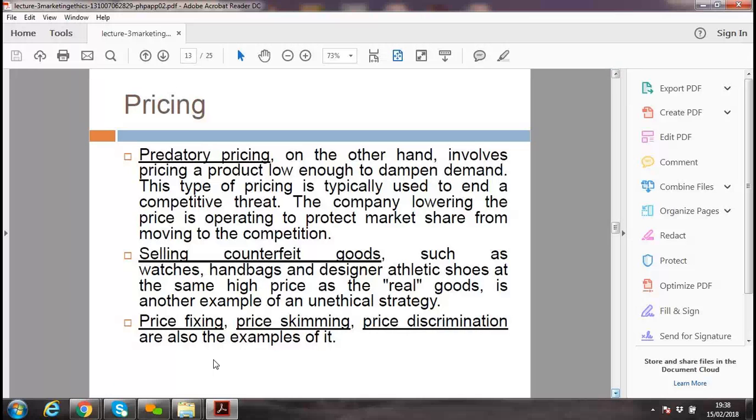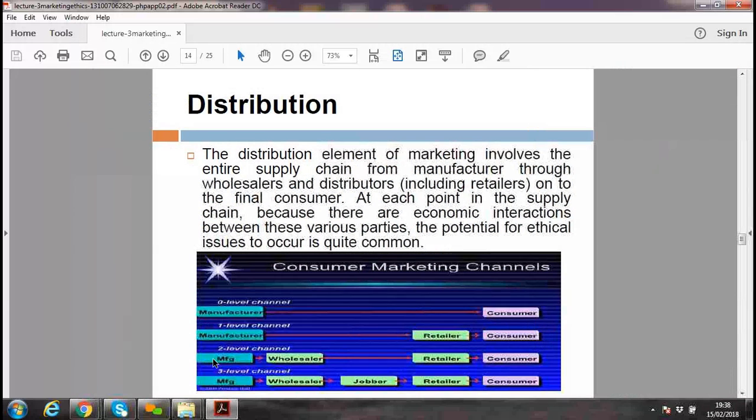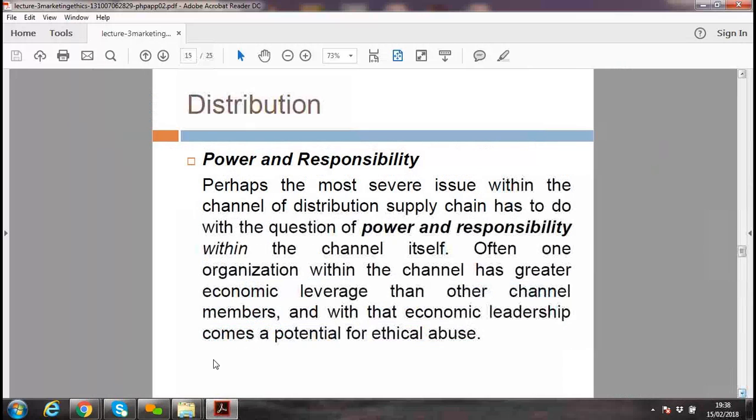So we need to look at price distribution across the entire supply chain, from manufacturing through to the wholesale. We need to look at the ethical issues within storage as well as distribution. The most severe issues within a channel of distribution or supply chain are about power and responsibility.